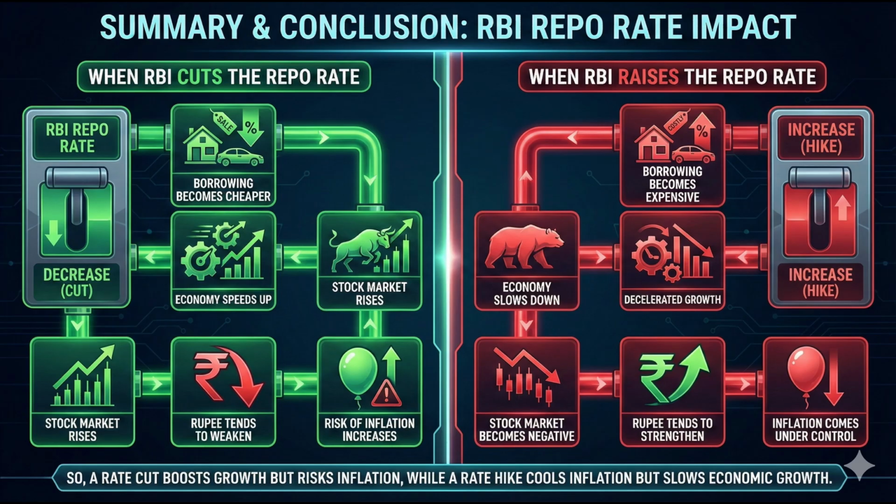Let's summarize the entire discussion in a simple way. When RBI cuts the repo rate, borrowing becomes cheaper and the economy speeds up. Stock market rises. Rupee tends to weaken. Risk of inflation increases. When RBI raises the repo rate, borrowing becomes expensive, economy slows down, stock market becomes negative, rupee tends to strengthen, inflation comes under control.